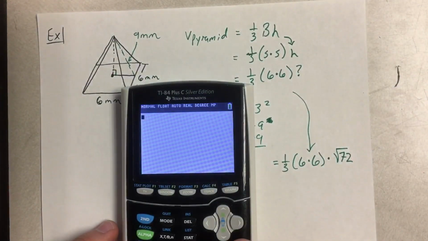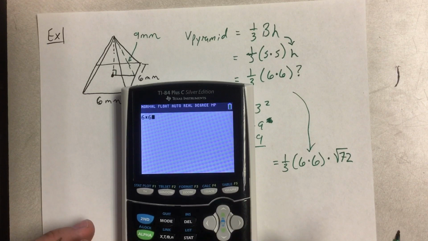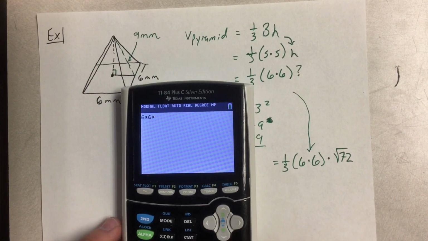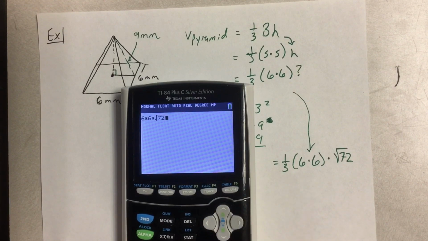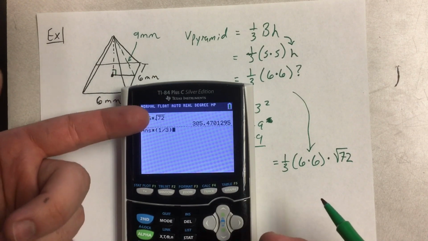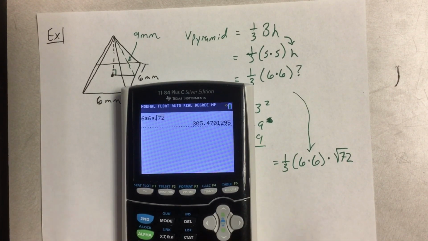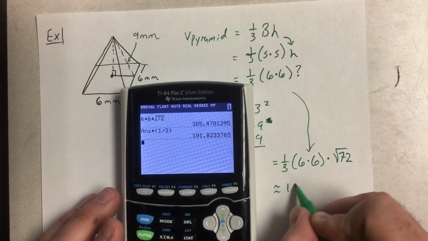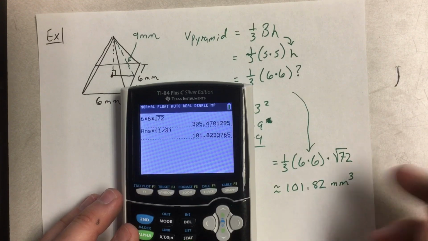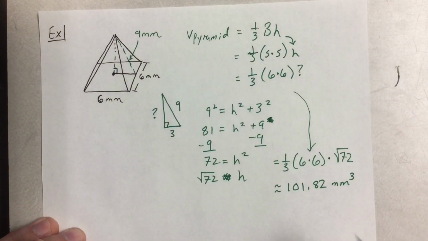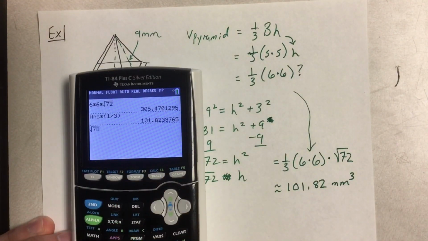And so we get 6 times 6. We want to multiply this by the square root of 72. Let it evaluate that. We can divide it by 3, or I like to multiply by 1/3. You get to multiply by 1/3 actually in that first line, if you want to. You get the same result. We get 101.82 millimeters cubed.